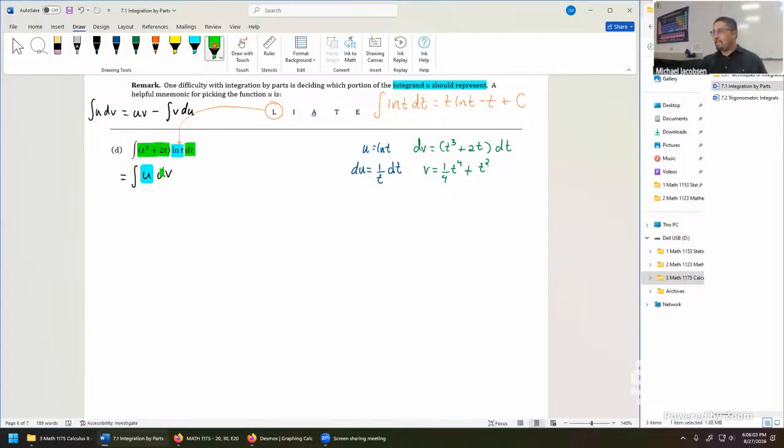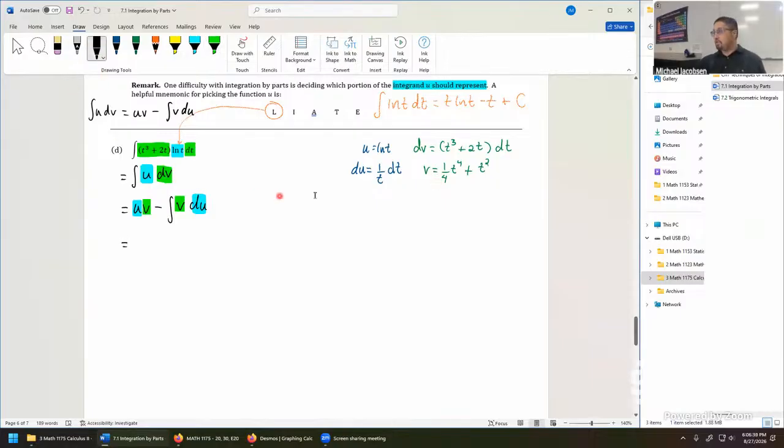So u is natural log t. T cubed plus 2t is the entire dv portion. Then we expand it out further. The right-hand side of the integration by parts formula says all this is equal to uv minus the integral of v du. So lots of parts, but that's I guess why it's called integration by parts. There's a lot of moving parts here. We'll throw in the u, du, and v portions following that color coding using these functions we have on the right.